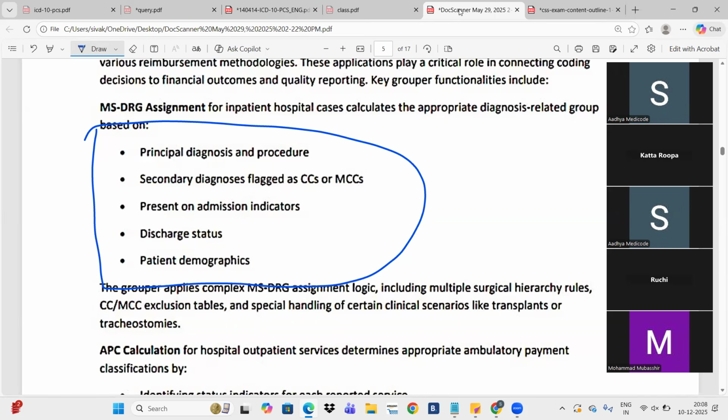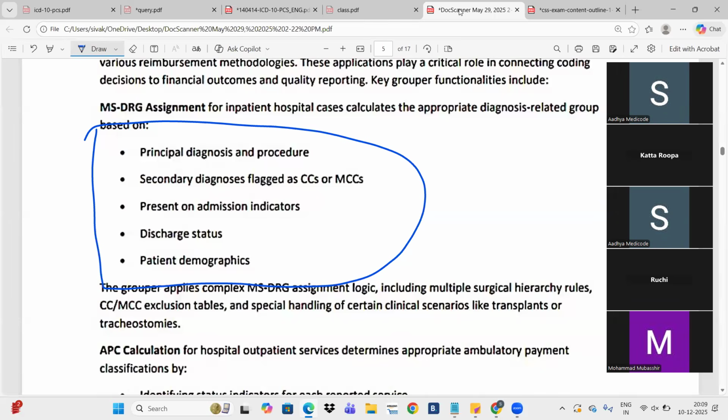So guys, simple. The patient has one principal diagnosis. Along with the principal diagnosis, if the patient has CC, MCC, the DRG value will increase. So these all are the factors impacting the DRG. Clear? Based on all these factors, they will calculate the DRG.